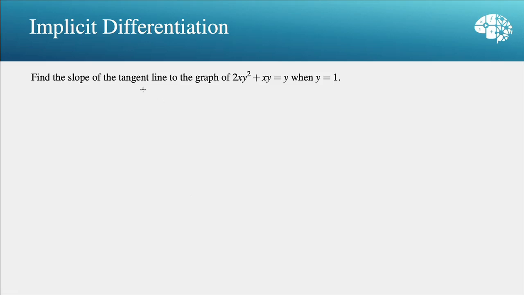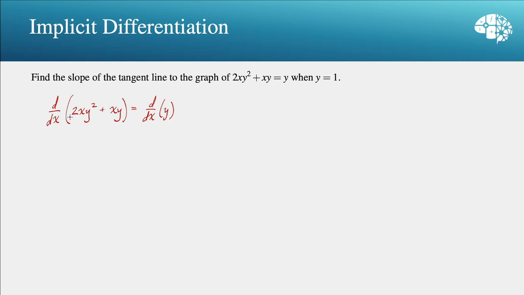To find the slope of the tangent line to this graph, we'll go ahead and take the derivative. Now, because we don't have y by itself equal to a function of x here, we have to do implicit differentiation. So we'll take the derivative of both sides of this equation, the derivative with respect to x of 2xy squared plus xy, and the derivative with respect to x of y.